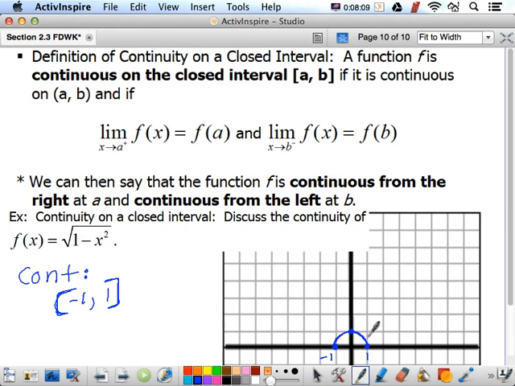Then if I approach the other endpoint from the left, my limit value from that direction is 0, and that's also the function value. So that's why it's defined so oddly right here. And that's one of the only times we're allowed to say something is continuous on the closed interval. So you will see that most of the time with square roots.